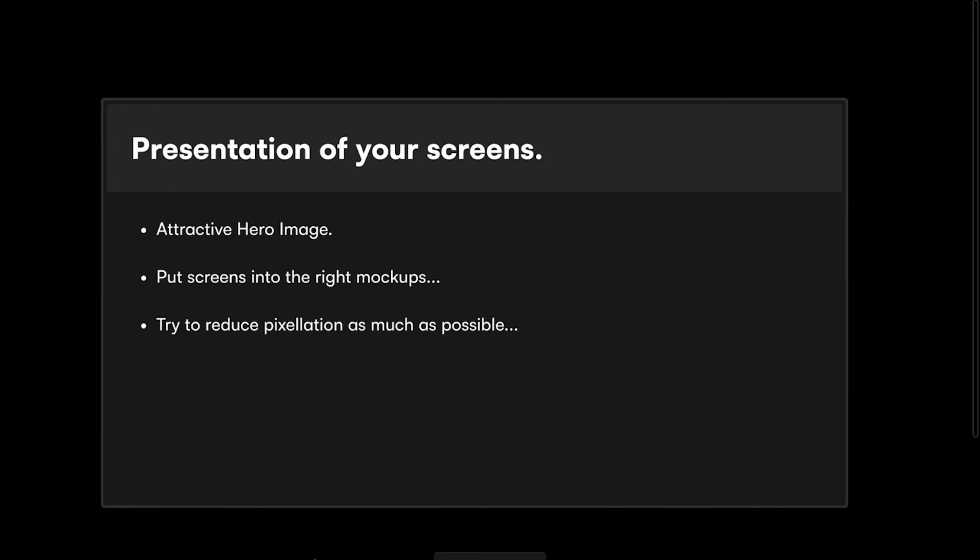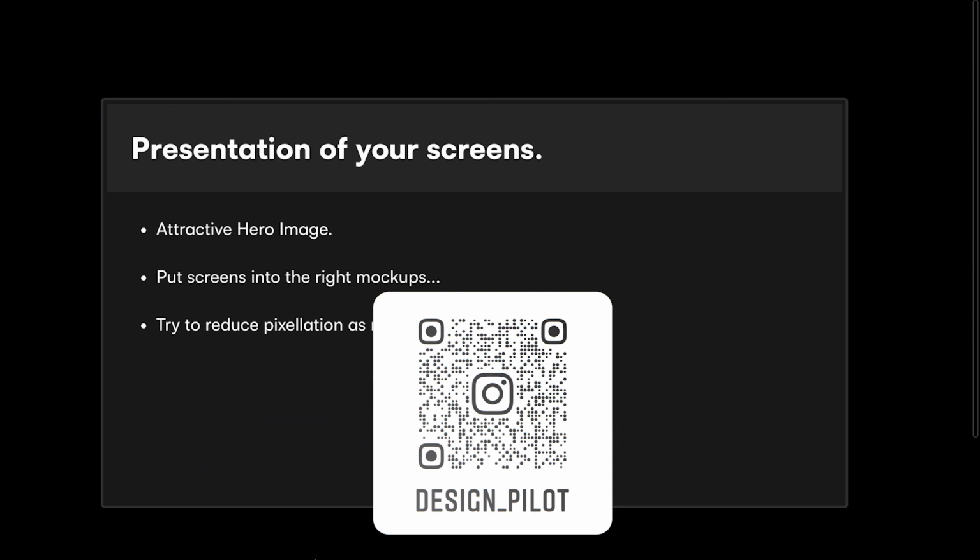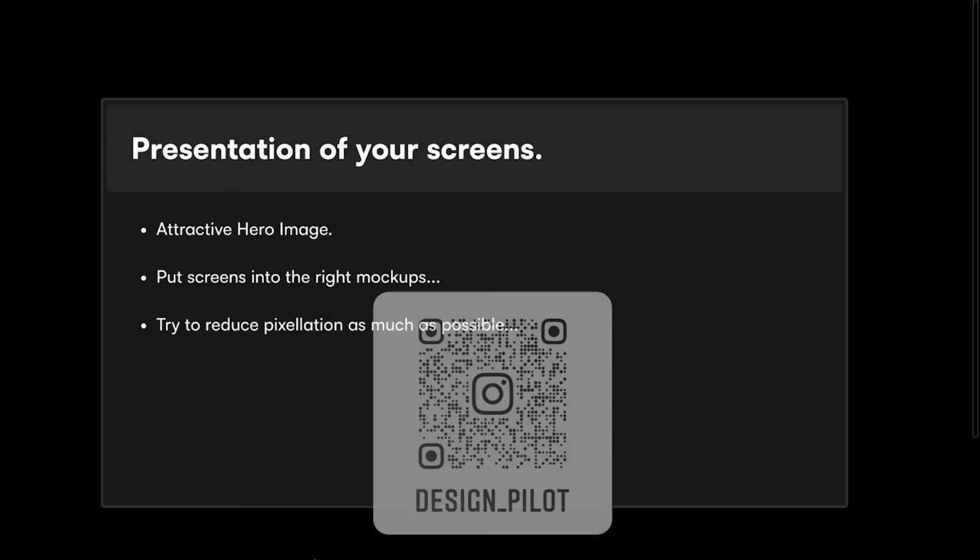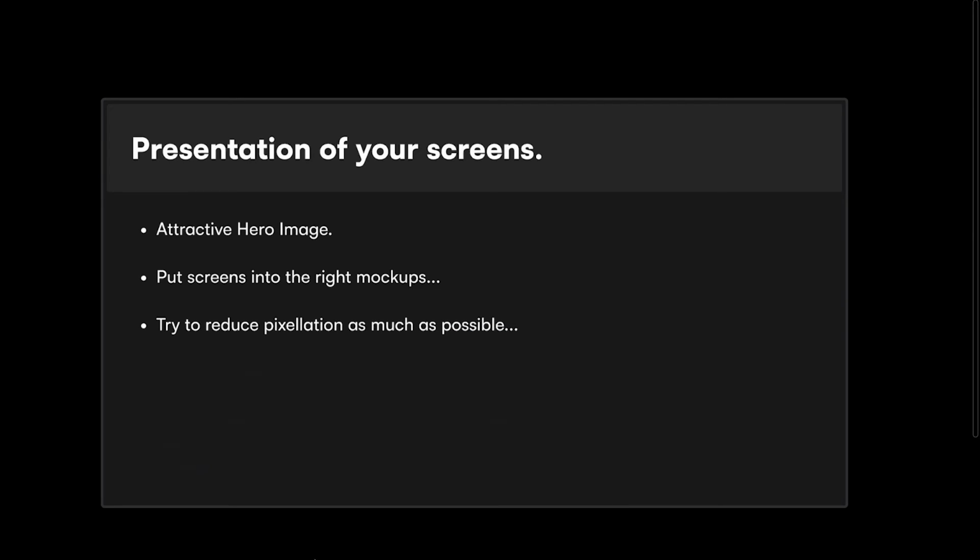Okay, let's look at another one. Try to reduce pixelation as much as possible. Now, this is definitely a technical design thing. You should know how to make sure that you export your screens in high resolutions. It's basically knowing how to use Figma and images. That's very standard and straightforward. It's basic things a designer needs to know. So that's that.